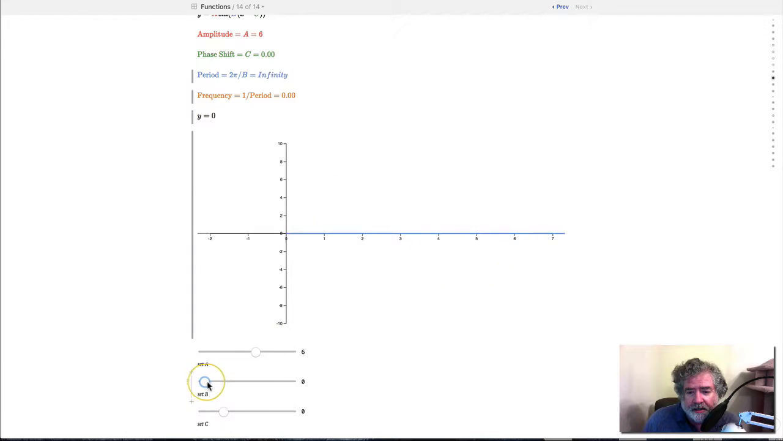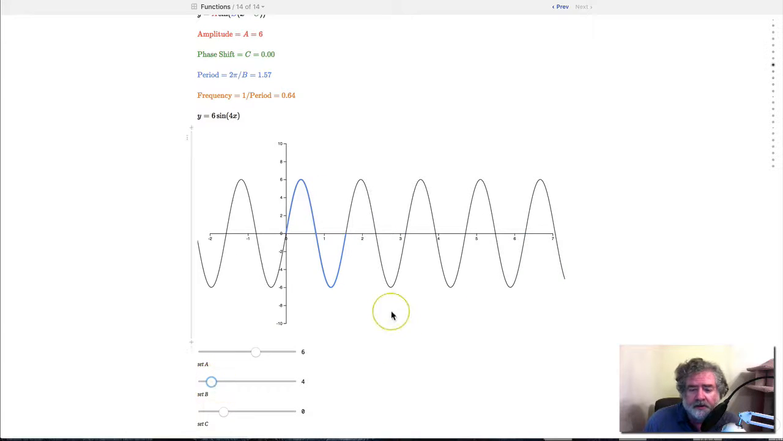If you squeeze it in, the period is going to be smaller because you're going to achieve a cycle more quickly. So here it looks like the period is more than 1, maybe about 1.5. So a little bit more than 1.5 there. So that's what the period is. It's how far along the x-axis you have to go to get in 1 cycle.